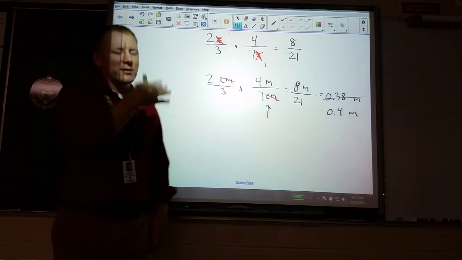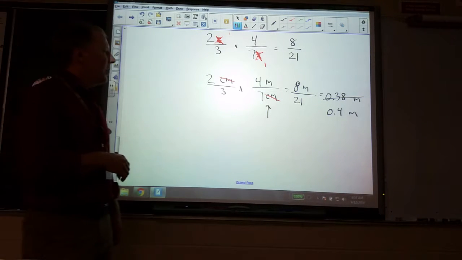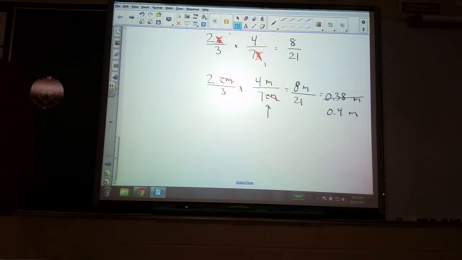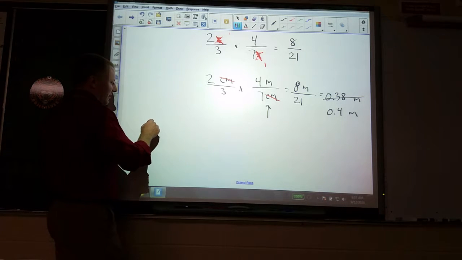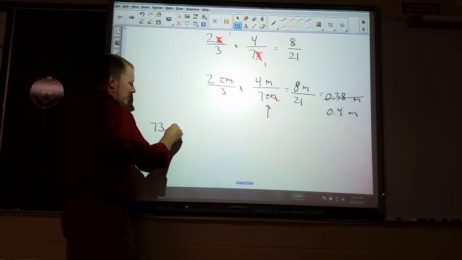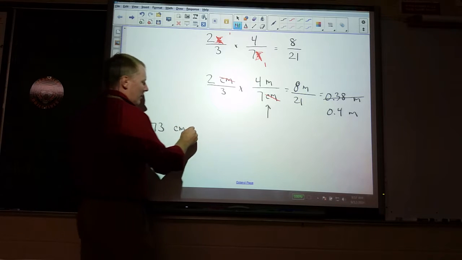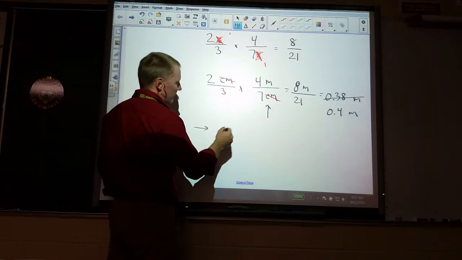Okay, so that's sort of the general stuff. Let's talk about how we would use this to convert things. We're going to do simple conversions just in the metric system to begin with, because we know what those steps are. Let's say that we have 73 centimeters that we want to convert into, let's make it meters.